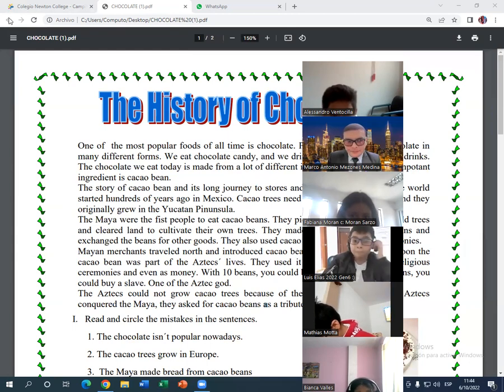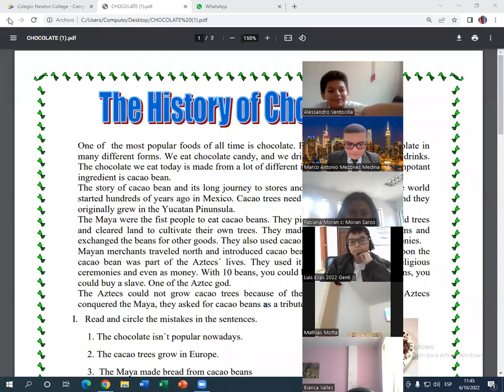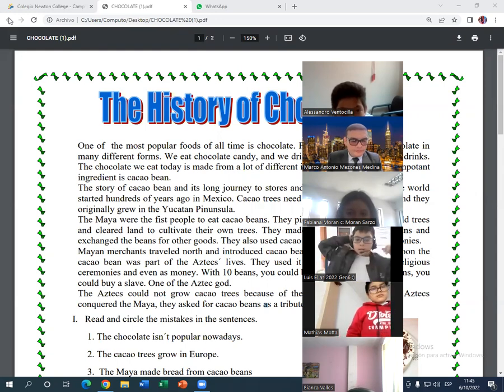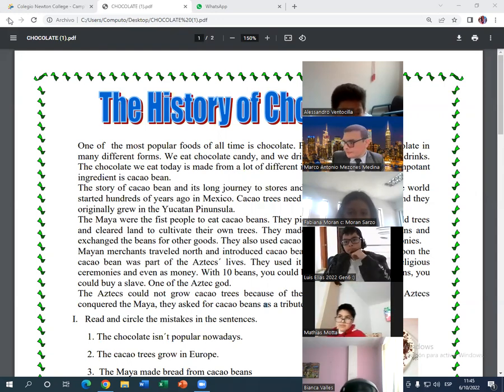The Aztecs could not grow cacao trees because of the dry climate. When the Aztecs conquered the Maya, they asked for cacao beans as a tribute.